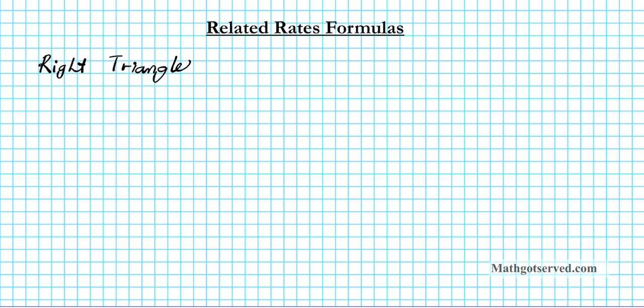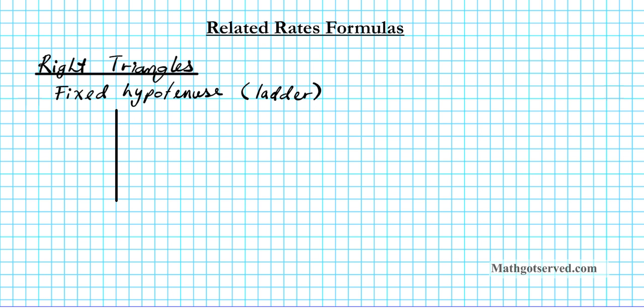So what does differentiation with right triangles involve when you're working with related rates problems? The first situation involves a case where you have a fixed hypotenuse. When your hypotenuse is fixed, an example is a ladder situation. If, for example, the ladder is sliding down a wall, the length of the ladder does not change, but the velocity of the top and the bottom of the ladder changes.